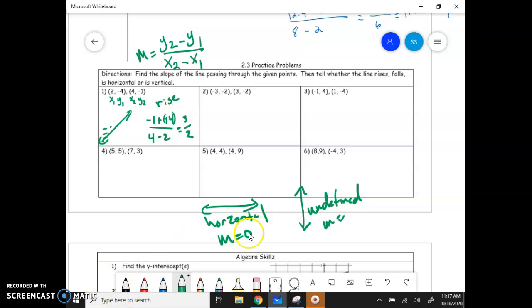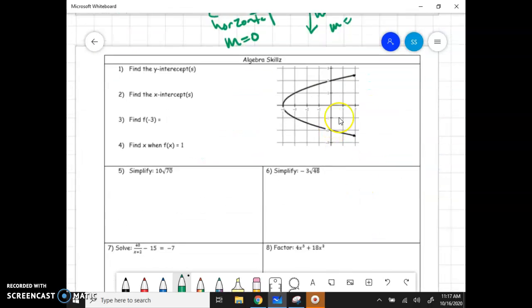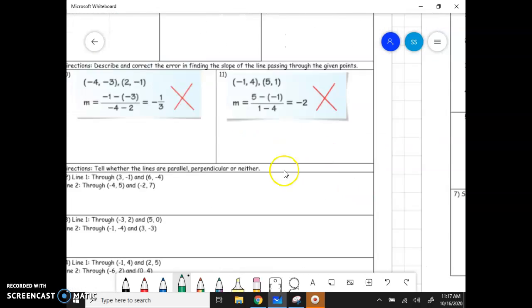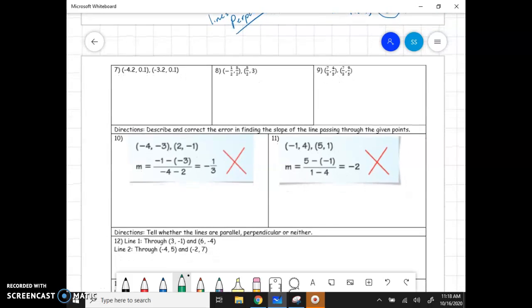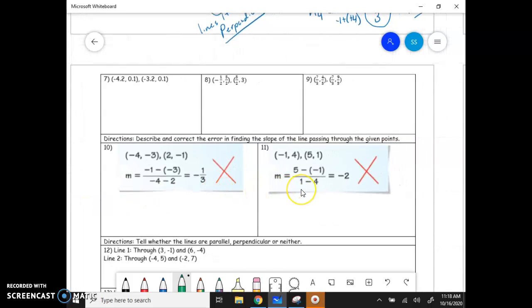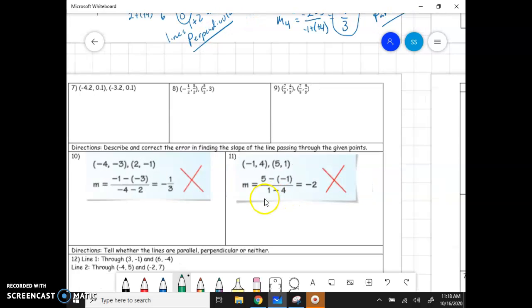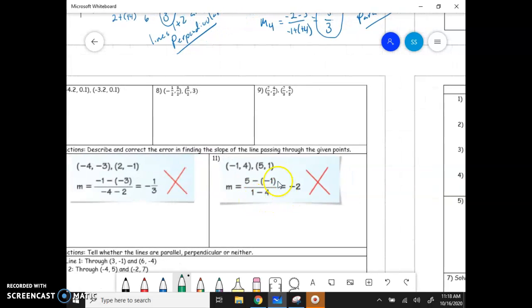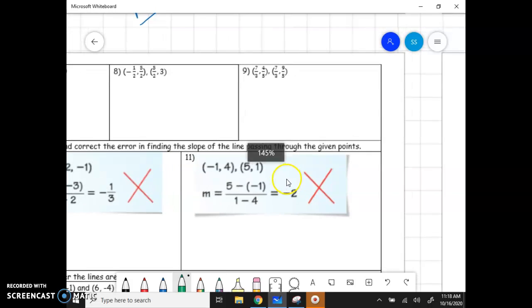Okay. All right. Skills review, you can skip. Oh, I'm on the wrong section here. Oh, it looks like 7 through 9 is also the same thing. We're just dealing with some fractions here. Why don't I do one for you? How about number 9? Looks like a tough one.